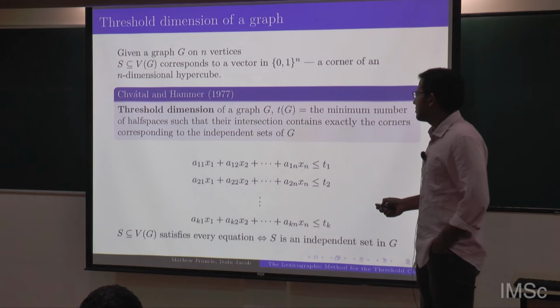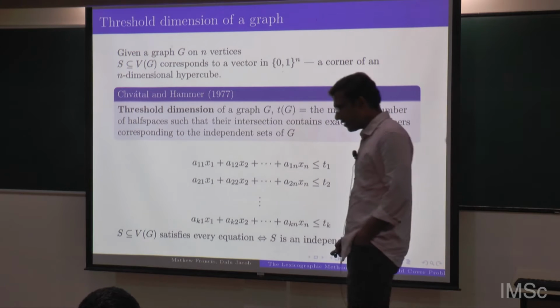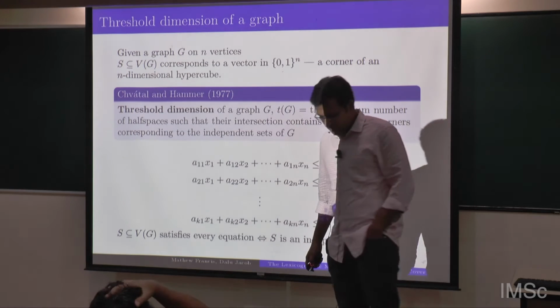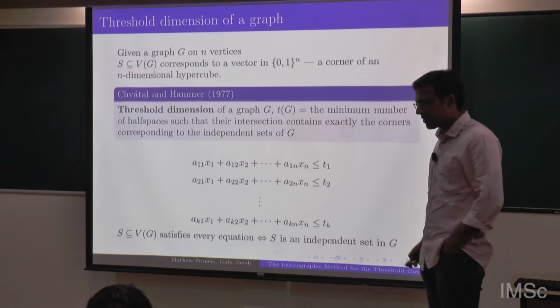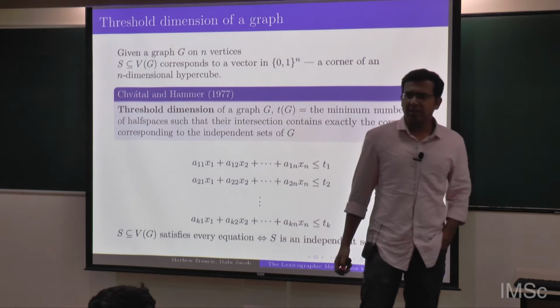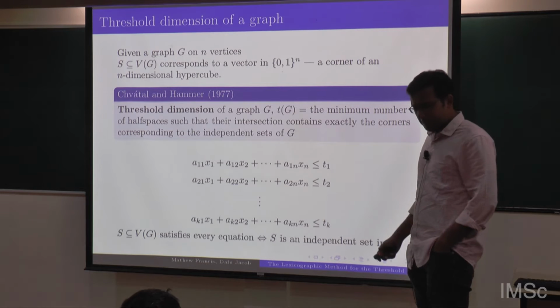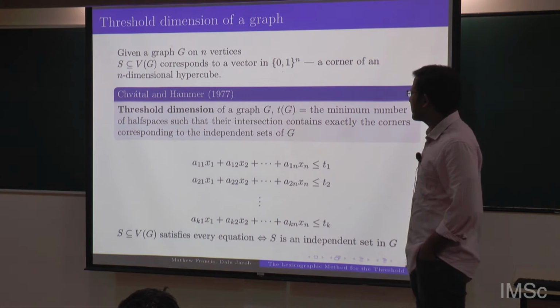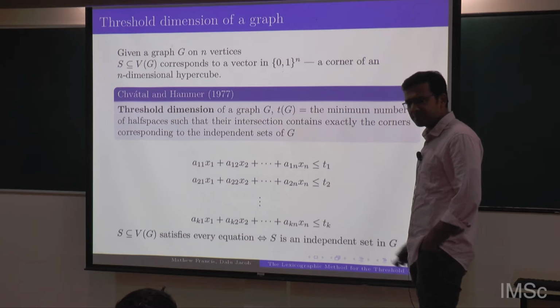So this topic was started by Chvátal and Hammer in 1977. They were motivated by applications from linear programming and a lot of different areas. This topic seemed to have come up in a lot of different areas simultaneously at around this time, 1977. So the question they asked is the following: suppose you have a graph G and it has n vertices.